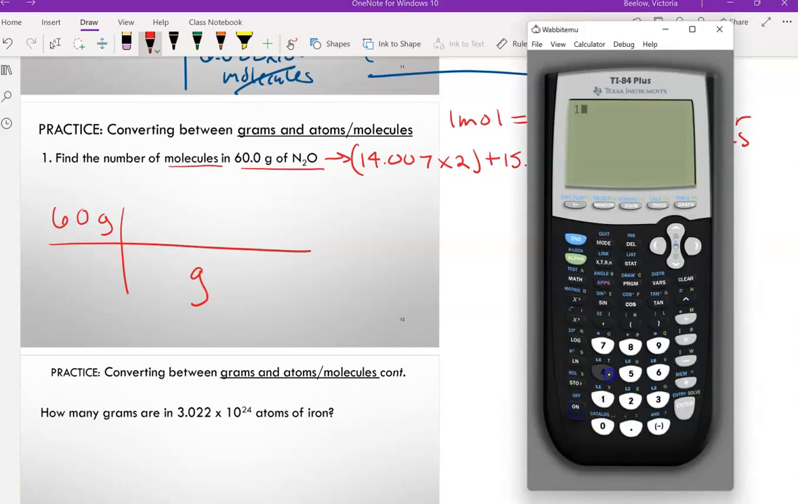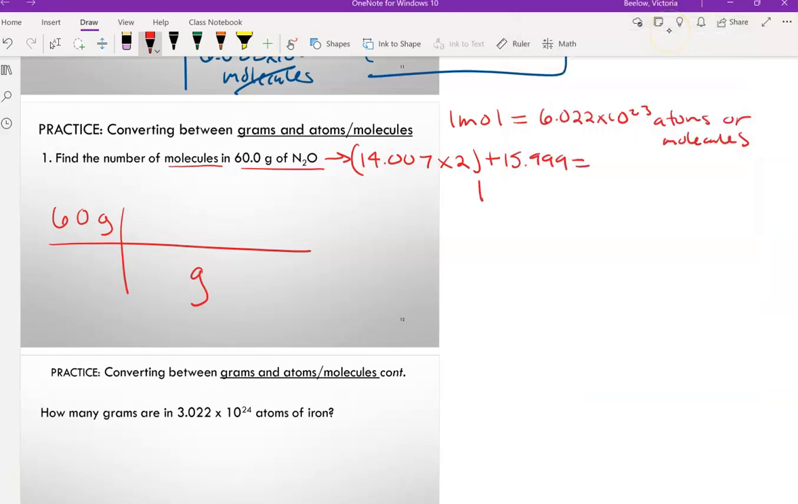All right, so 14.007 times 2 plus 15.999, 40.013, 44.013. Again, this is grams per mole, but you can also say, which means the same exact thing, this many grams equals 1 mole, which is something that you can plug in to a picket fence.